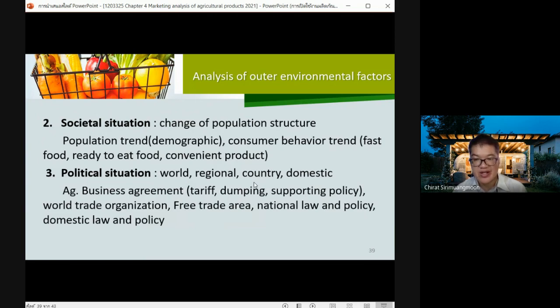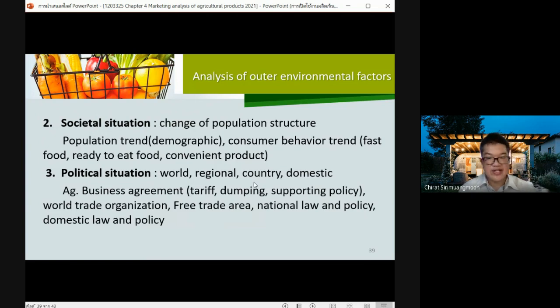Like for now, fast food, ready-to-eat food, and convenient food are considered. And the trend that I think is going to be popular at least 5 years from now is going to be plant-based food and the things that you consume with safety. The last one is the political situation.